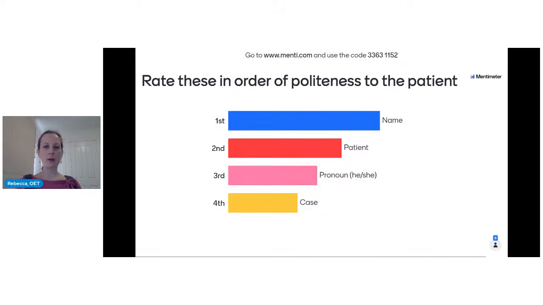Shazad is saying not sure. Mary is saying name and pronoun, perhaps. Mohammed is saying name, then pronoun, then case, then patient. Roshi, name, then pronoun, then patient, then case. Shadi is saying name is most polite. Dr. Murphy, name, then pronoun, then patient, then case. Abdo, name is most polite. Chatura saying first paragraph name, then he or she. Just give you 10 more seconds if you want to answer that question.